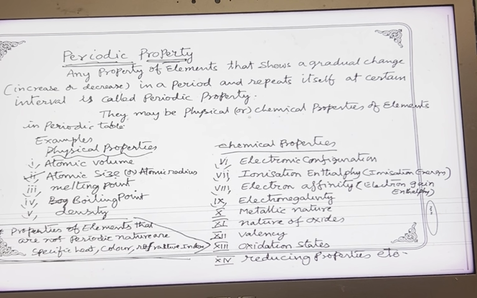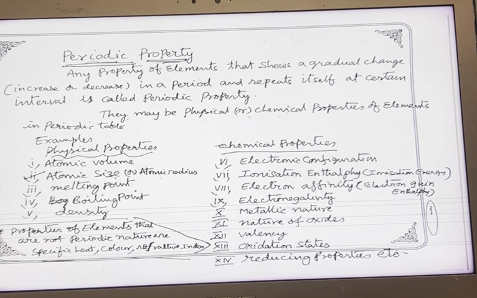He will ask in some 2 marks question or 4 marks question: what is a periodic property, give examples, and how these properties vary in a group and period in the long form of the periodic table. So, first of all you have to know what a periodic property is, and what properties change in the periodic table when you go in a period from left to right and in a group from top to bottom.